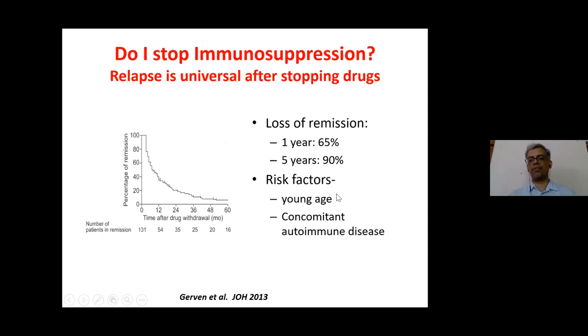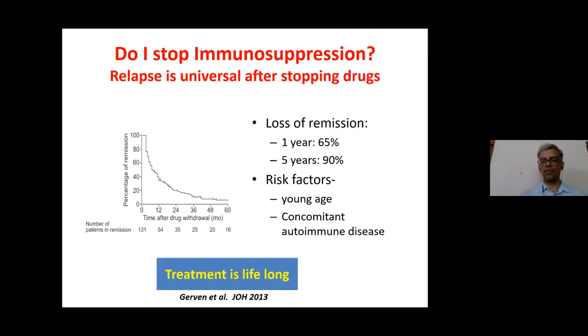And the important factors which predict loss of remission when you stop therapy are young age and associated autoimmune diseases which may be present along. So the treatment of autoimmune hepatitis is lifelong.